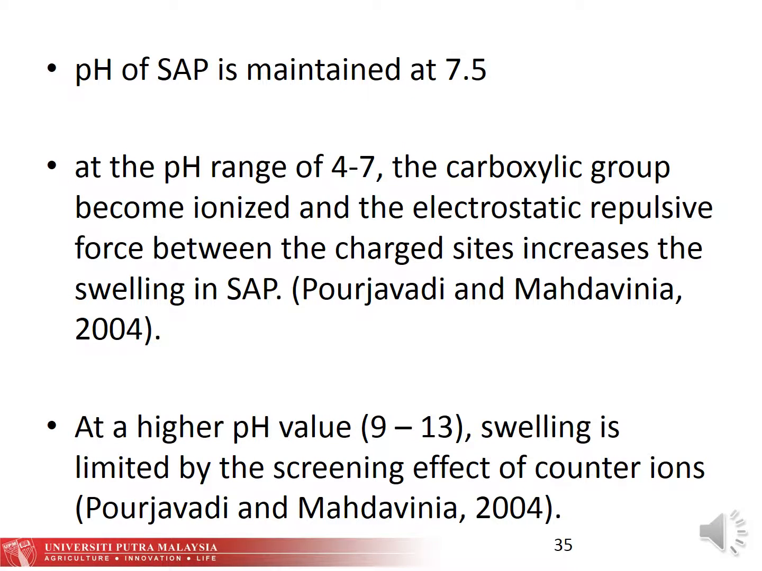The pH of SAP is maintained at 7.5. This is because at the pH range of 4 to 7, the carboxylic group becomes ionized and the electrostatic repulsive force between the charged sites increases the swelling in SAP. At the same time, at a higher pH value, the swelling is limited by the screening effect of counter ions. So to make sure the SAP has effective swelling property and is able to form struvite, it was maintained at 7.5 pH.